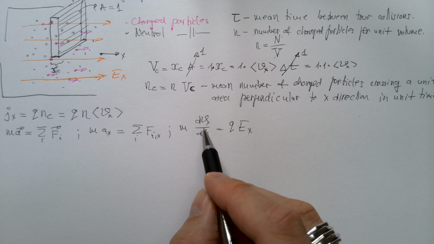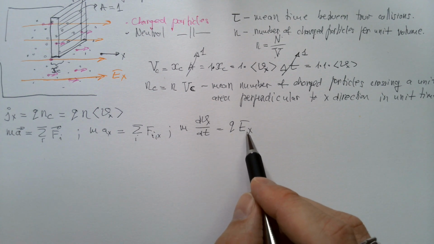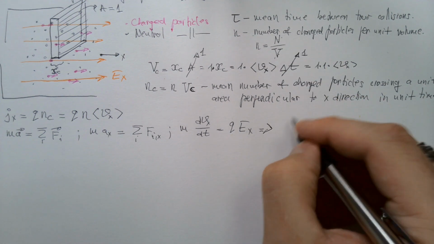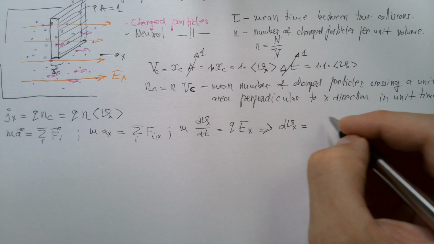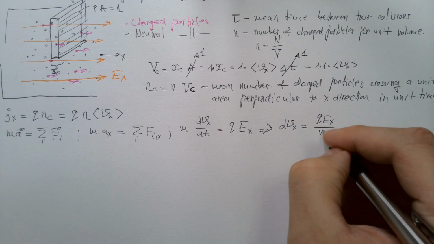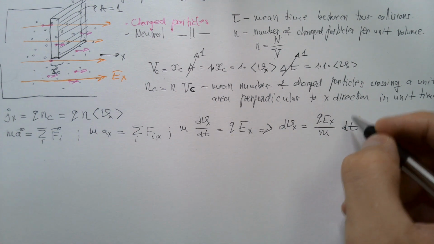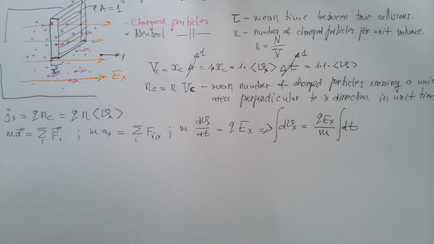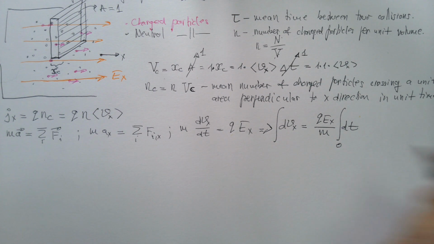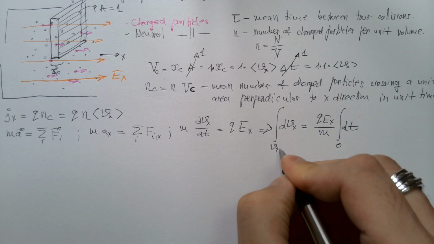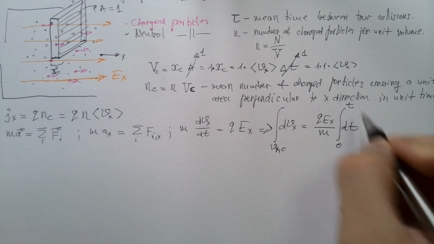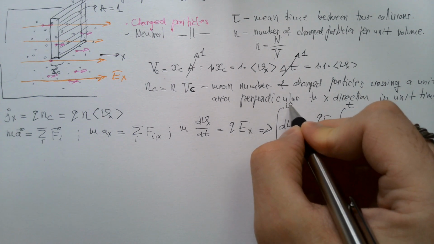Now this is clearly a differential equation that separates variables because we assume that Ex is uniform and constant in time. So this becomes dVx is equal to qEx divided by m times dt. And now I can integrate this expression. Now at time t equals 0, I will have some velocity Vx0, the initial velocity of these charged particles, and then at time t they will establish some velocity Vx.